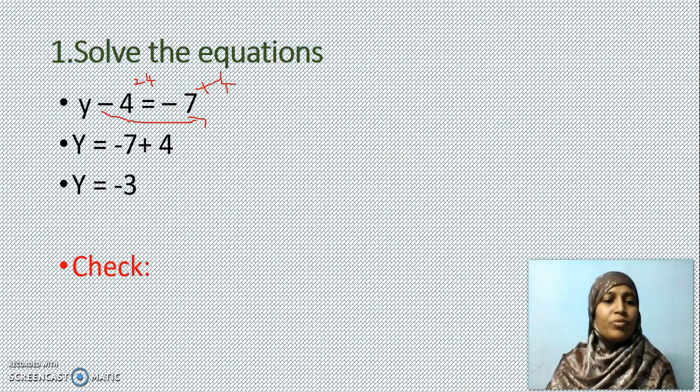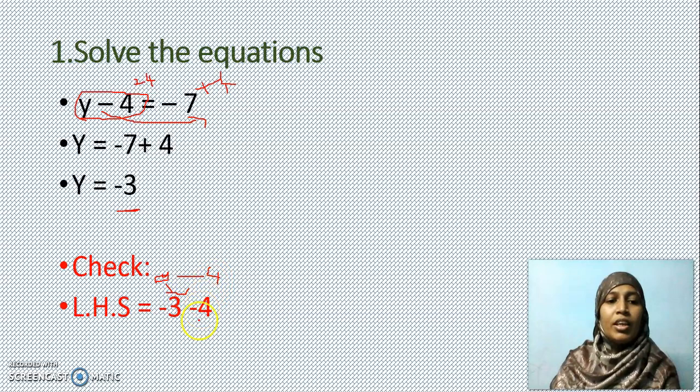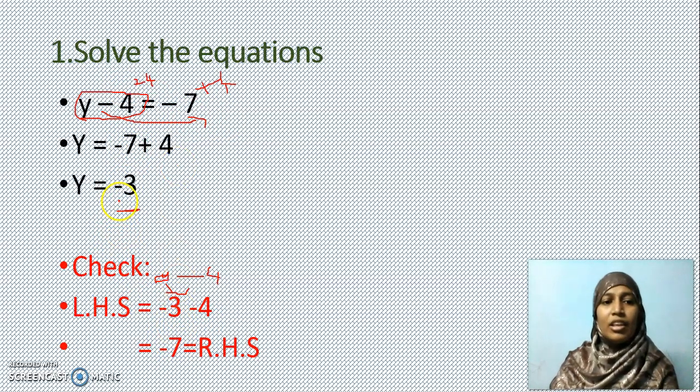Shall we check now? Here it is. LHS. What is LHS? What is there on the left hand side? y minus 4. I have y minus 4. In the place of y, just now I found the solution to be minus 3. So in the y place, I have placed minus 3. Here minus 4. Minus 3 minus 4, I get minus 7, which is there on the right hand side. So it is satisfying the equation. Hence it is the solution.